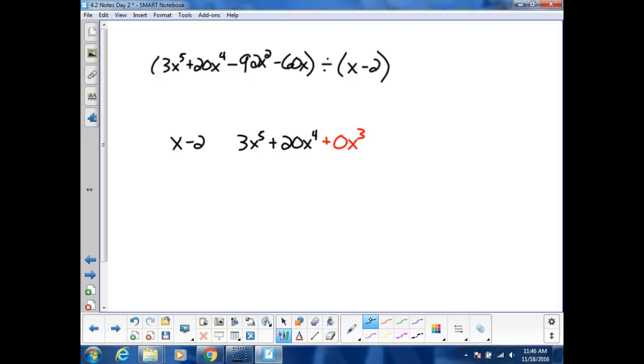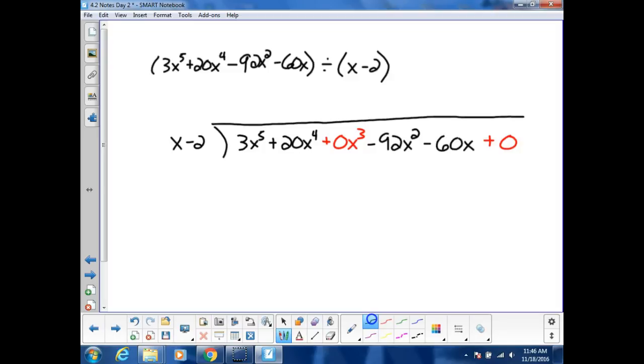Then I got to have my x squared term. That's negative 92x squared. Then I got to have my x term. That's negative 60x. Then I got to have my constant term. So that one's plus 0 at the end. So in the first one, there are 2 placeholders that need to be put into it. Okay? Especially that last one, because if you stop short, then you're still wrong.